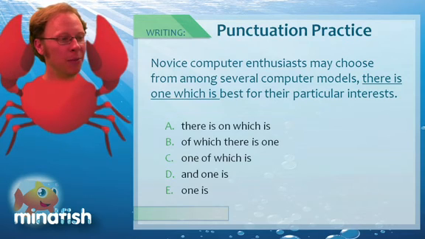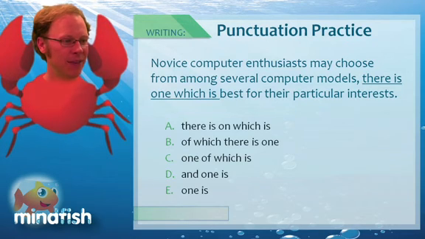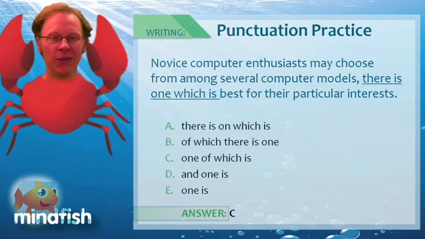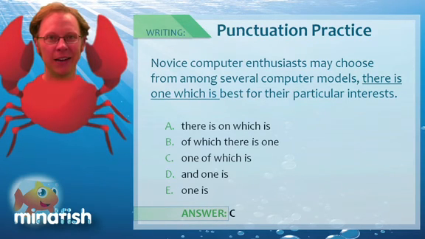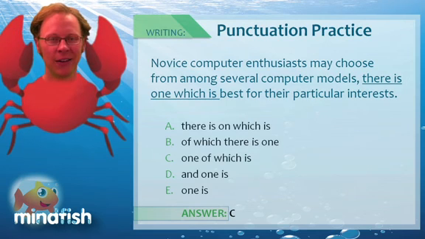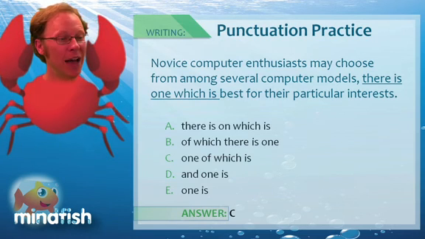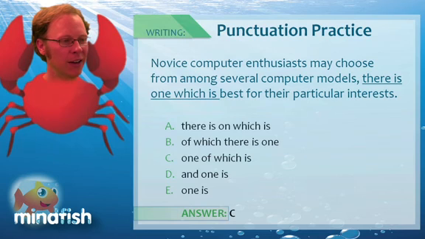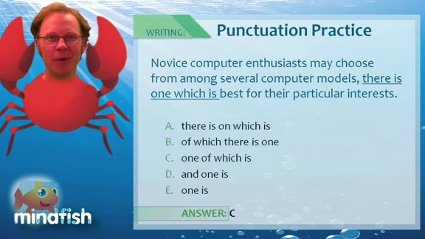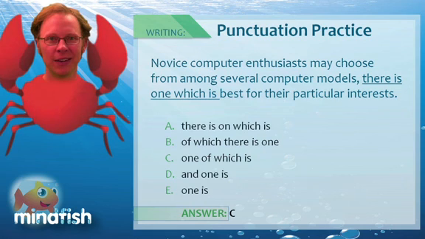We need to make it a properly grammatically correct sentence. The only answer that does that is C. Notice how C turns the second half of the sentence into a dependent clause that depends on the first half of the sentence to be grammatically correct. Let's listen to it. Novice computer enthusiasts may choose from among several computer models, one of which is best for their particular interests. I think you'll agree with me that it sounds much better, it's grammatically correct, and we fixed the comma splice in the original sentence.